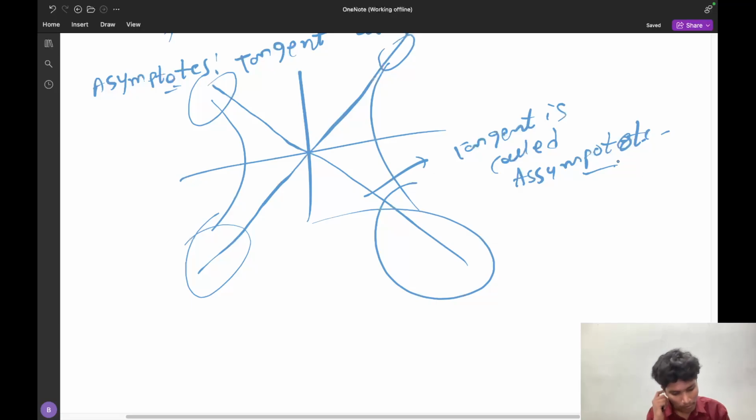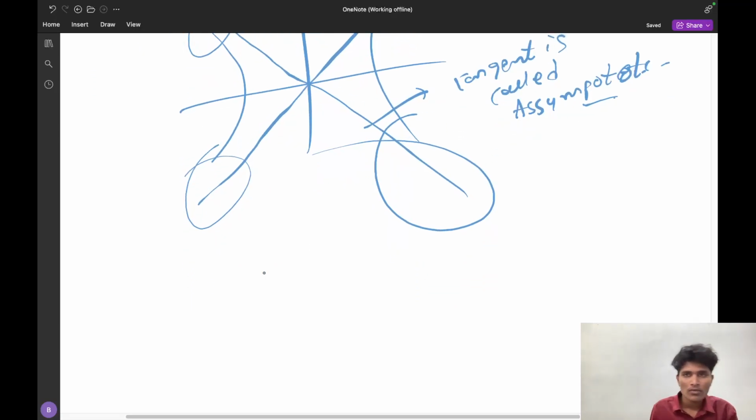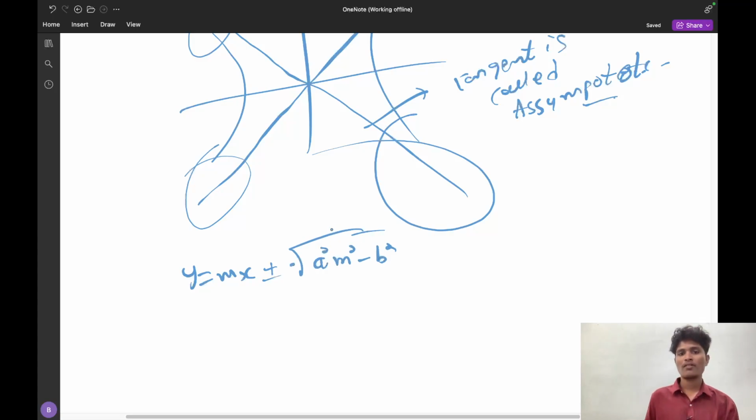Yes, this is asymptote. Now very important, tangent at infinity. We know that y is equal to mx plus or minus root of a square m square minus b square. Yes, this is the equation of tangent in the slope form. Now they are saying it should be at infinity, that is the thing, the point of contact is infinite. What is the point of contact? The point of contact for this one is a square m by c comma b square by c.